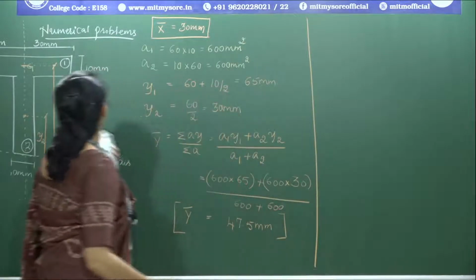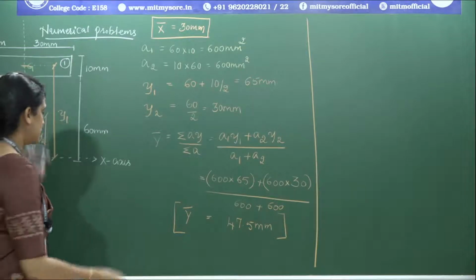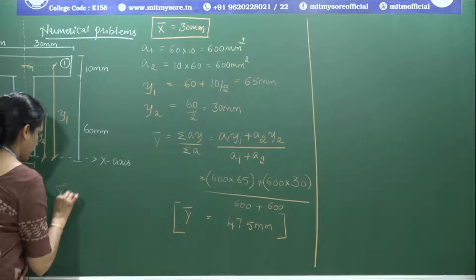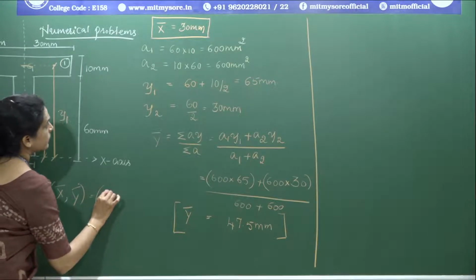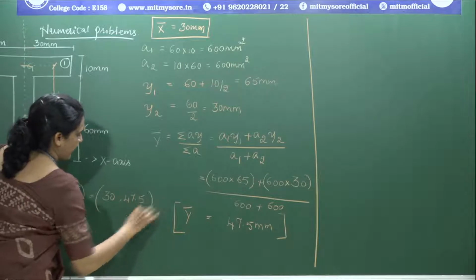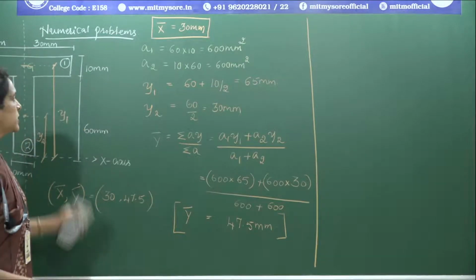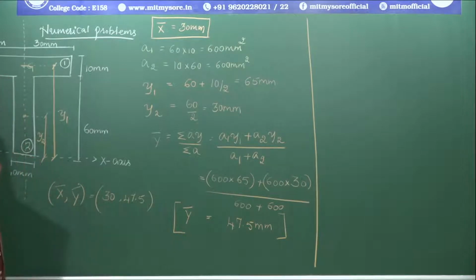Together we can write the centroid for this particular composite area, the values of x bar and y bar, as 30 and 47.5 mm. This is how it goes. Moving on to the second problem.